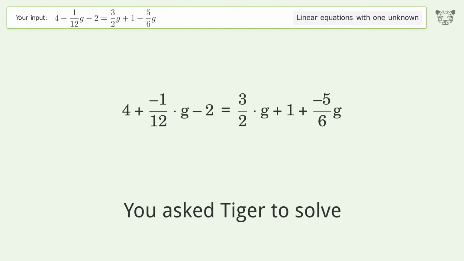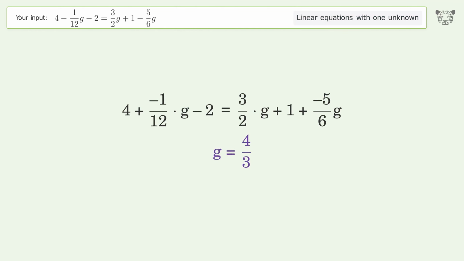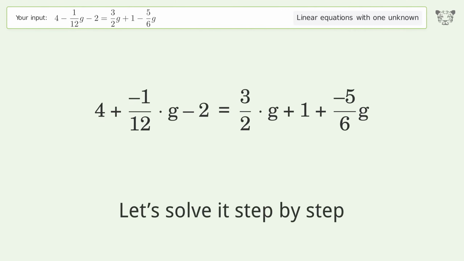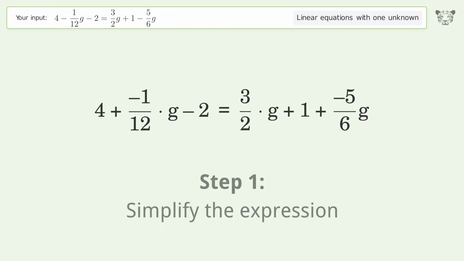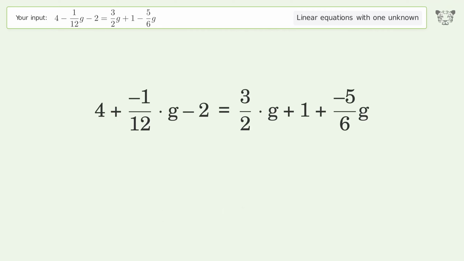You ask Tiger to solve. This deals with linear equations with one unknown. The final result is g equals 4/3. Let's solve it step by step. Simplify the expression. Group like terms.